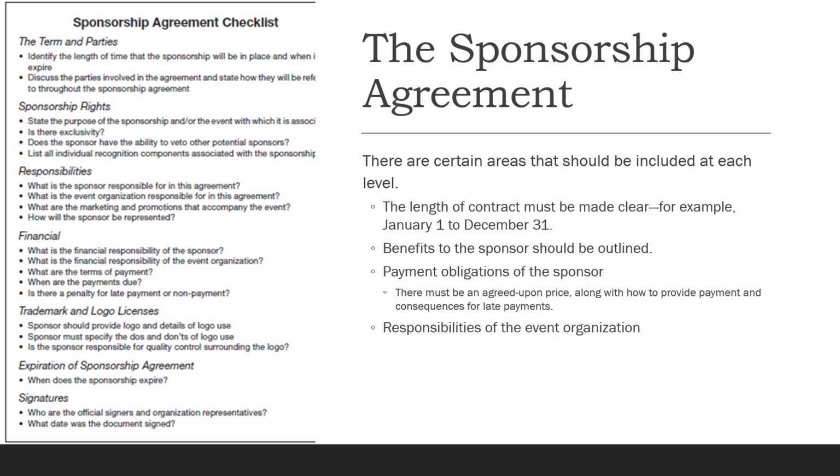Some other considerations with the sponsorship agreement are to determine and define the length of the contract, which must be clear. For example, January 1st to December 31st. Benefits to the sponsor should be outlined. This may be challenging and focus mainly on the inventory being purchased, such as signage placement and media inclusion. The agreement also covers payment obligations of the sponsor. This is the agreed upon price along with how to provide payment and repercussions for late payments. The type of capital exchange should be considered and outlined as well, whether that's monetary and/or in kind, where they're giving things to give away. Contingency plans resulting in the partnership not taking place, termination, or an event not taking place are some other considerations. We'll talk about those in just a moment.